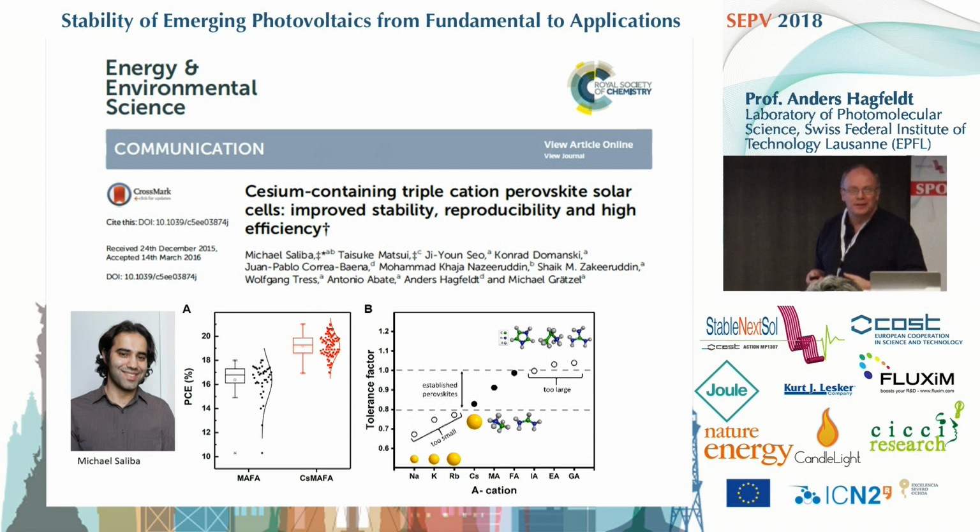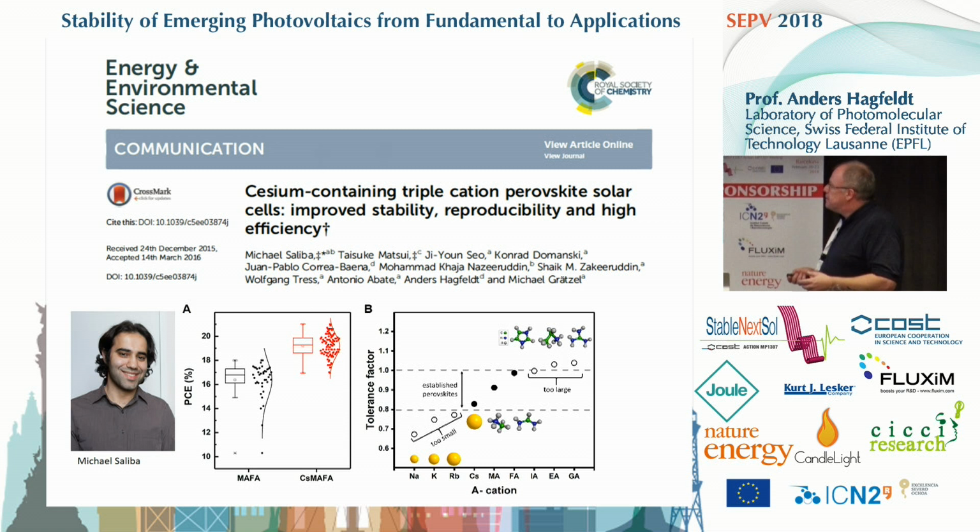What happens here, and of course your choice of the cations you can use depends on the tolerance factor. Cesium is clearly inside the ratio here. Then you have some other options like rubidium. There is a lot of discussion on potassium, as you know. So there are some more choices.